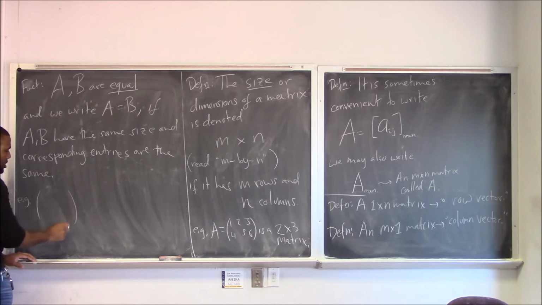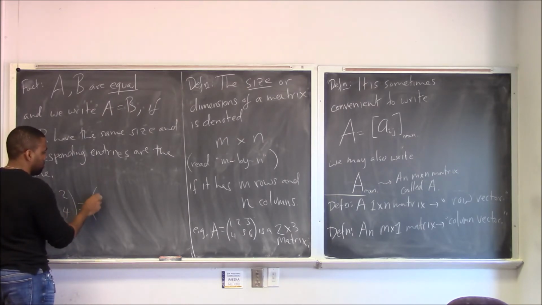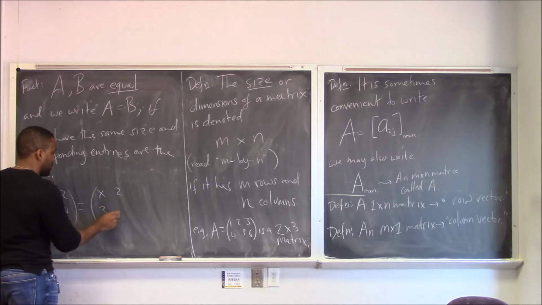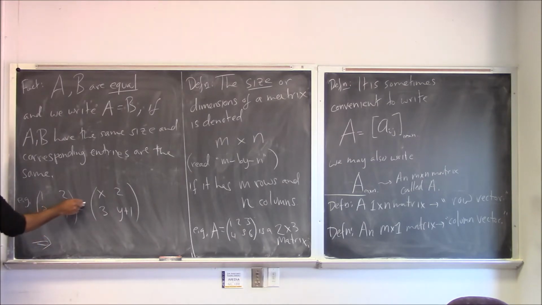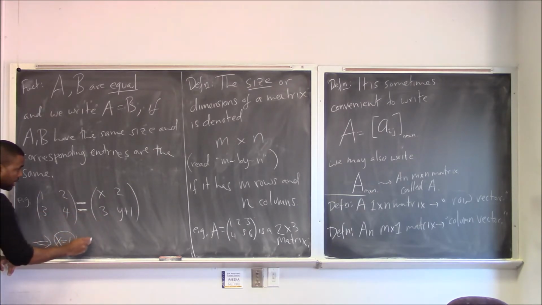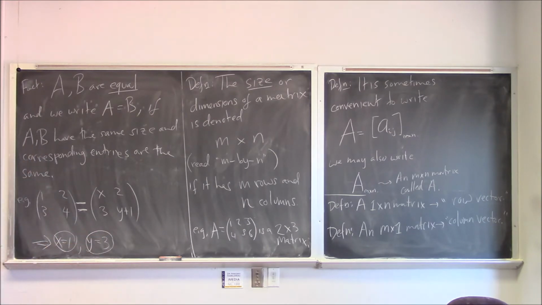And so every now and then you might have a matrix equation that you need to solve. So if you had something like 1, 2, 3, 4, we'll talk about this later, and you had here like x, 2, 3, y plus 1, then that would mean for this to hold, if you're assuming these are equal, it means that the corresponding entries must be equal. So it means that x must be 1 and y must be 3. Because equality of matrices mean they have to be the same size and corresponding components have to match up. They have to be the same.